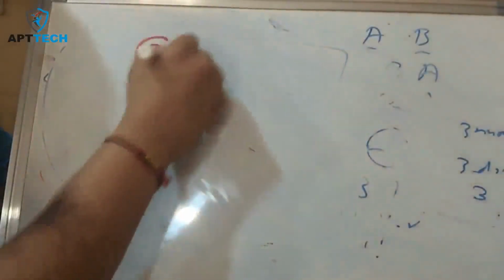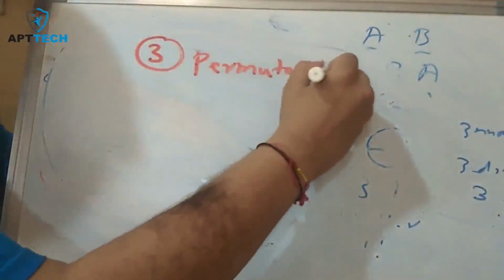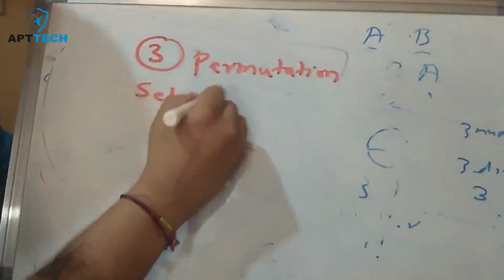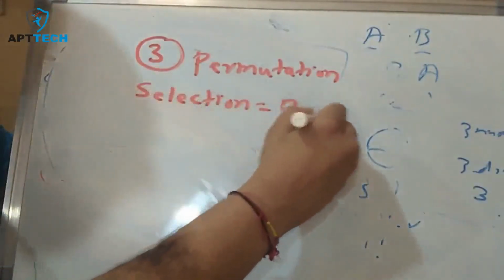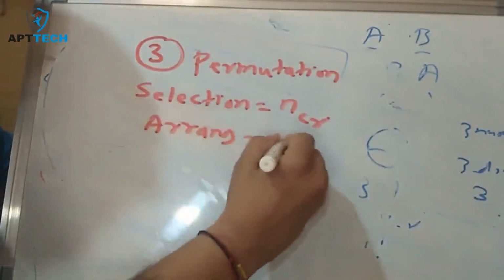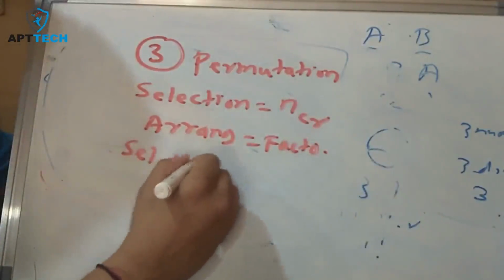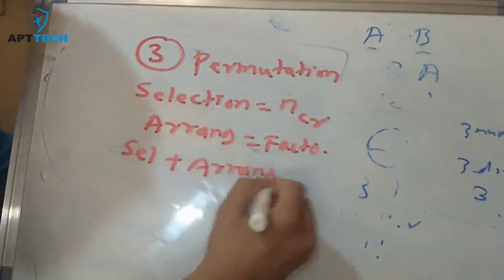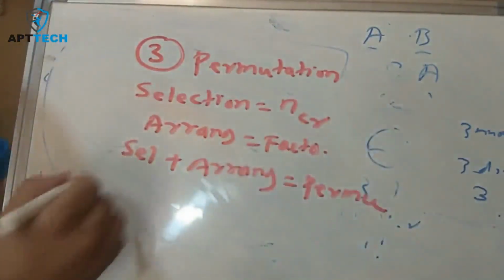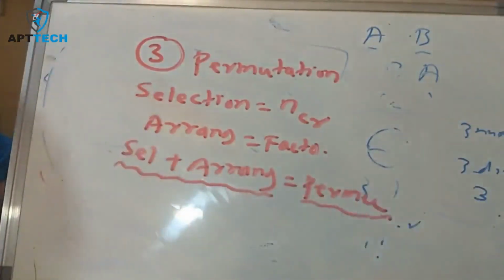Now the third part is permutation. Till now we saw that if only selection comes in the picture, we use nCr. For only arrangement, we use factorial. But if selection and arrangement both come in the picture, we go for permutation. So for simultaneous selection and arrangement, we go for permutation.